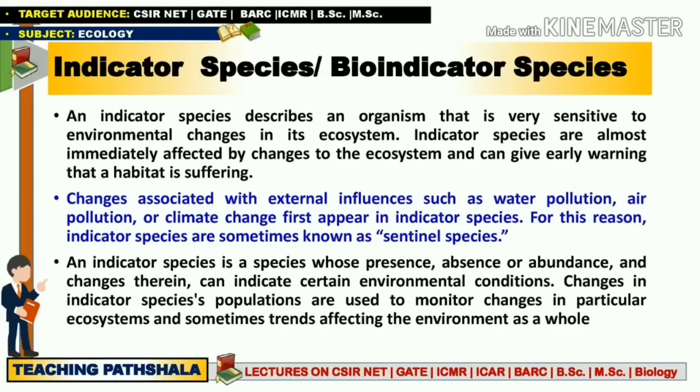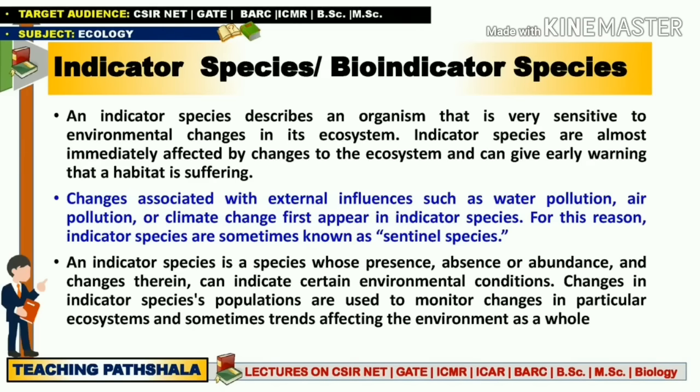So let's proceed with the introductory portion of the indicator species, which we also call a bioindicator species. In the first line it has been mentioned: an indicator species describes an organism that is very sensitive to environmental changes in its ecosystem. So indicator species are those species which are very sensitive to any kind of adverse condition. If something bad is happening in that particular environment, obviously, because they are very sensitive, they are going to get the earlier effect. They are going to show the earlier indication that yes, there is something wrong with this particular environment.